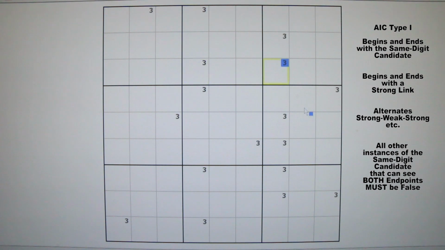And now let's do it the other way. If we start on this 3, there's a strong link to the 3 over here because there are only 2, and that's a weak link, and then a strong link. So there you have strong, weak, strong. So every other candidate 3 that can see both of those endpoints over here in column 7 can be eliminated as false.